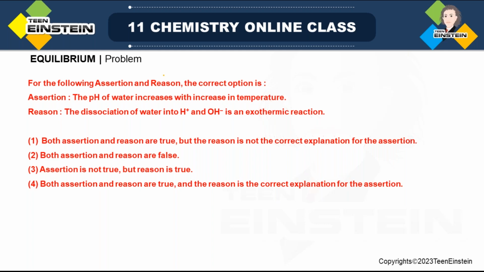Assertion reason type of problem, we have to find the correct option. Assertion: the statement is saying pH of water increases with increase in temperature. Now that is not correct. It is false, because we have seen there is a decrease. What about the other statement?